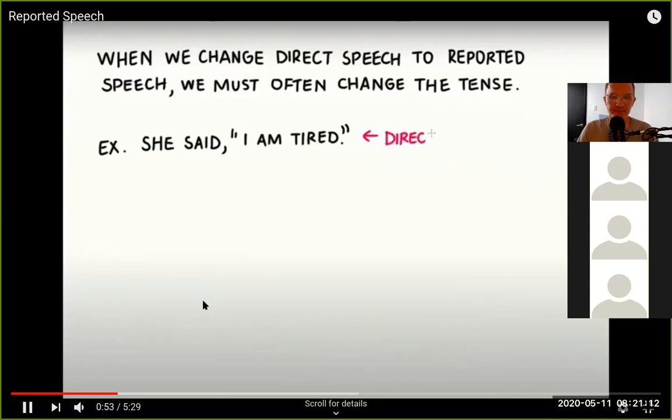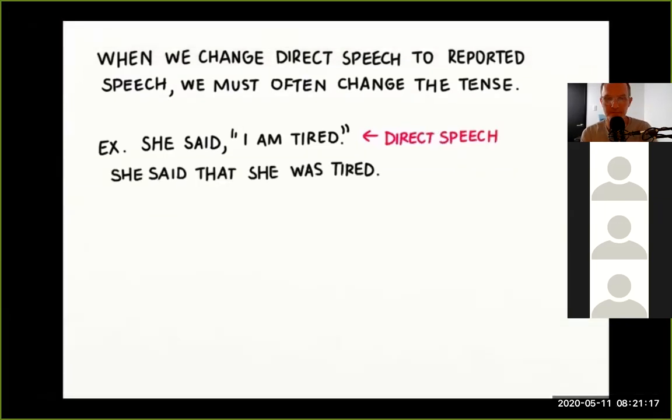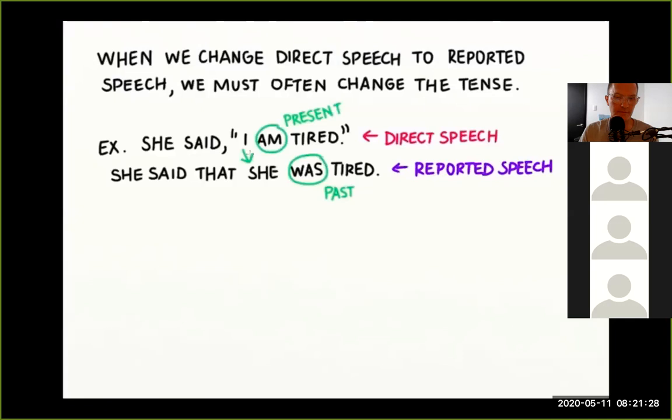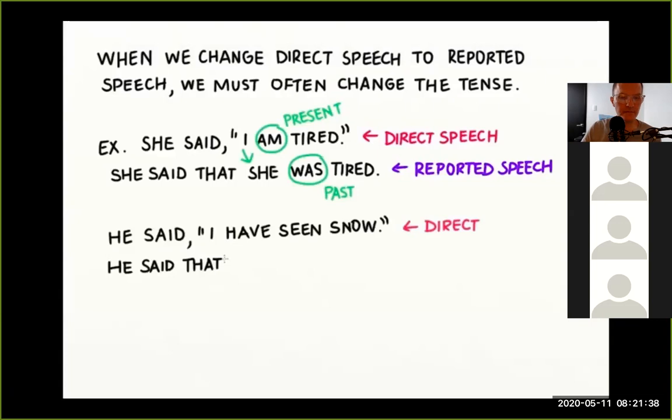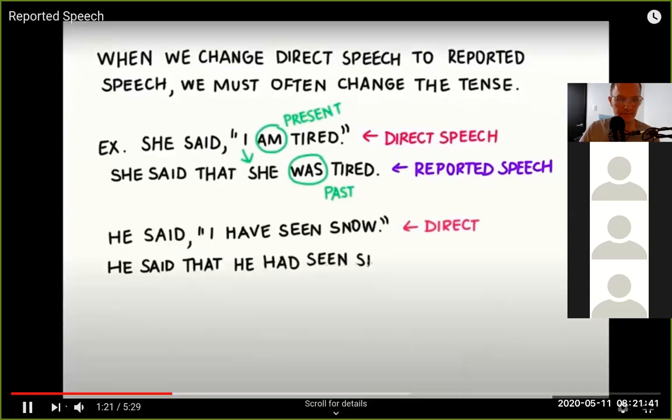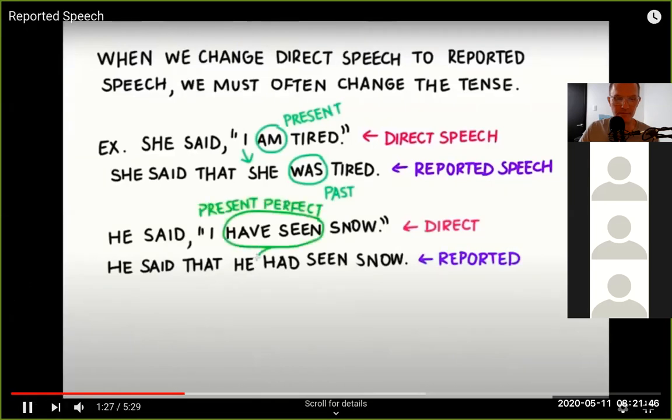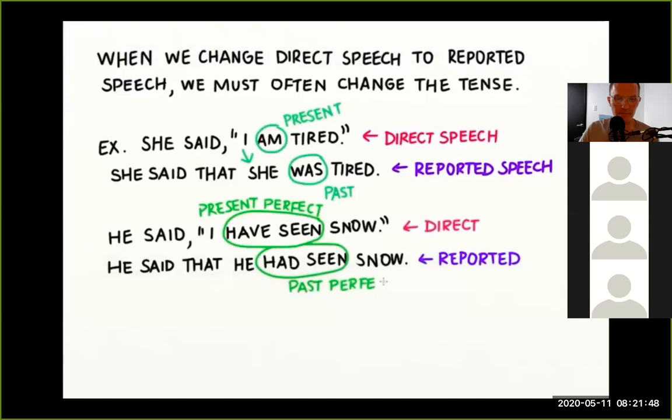This is direct speech. She said that she was tired. This is reported speech. If we use the present tense in direct speech, we use the past tense in reported speech. Another example, he said, I have seen snow. This is direct speech. In reported speech, we say, he said that he had seen snow. Notice the present perfect changes to the past perfect.